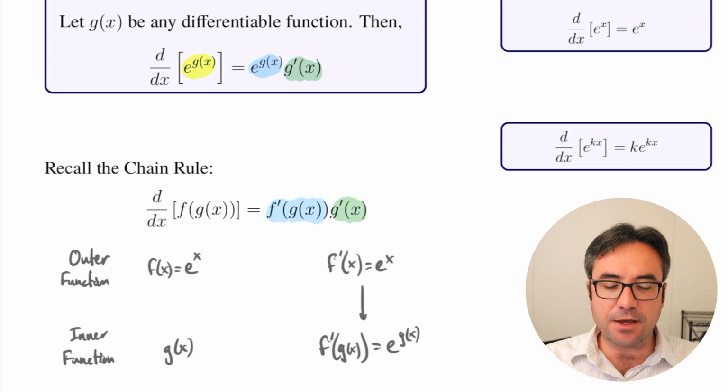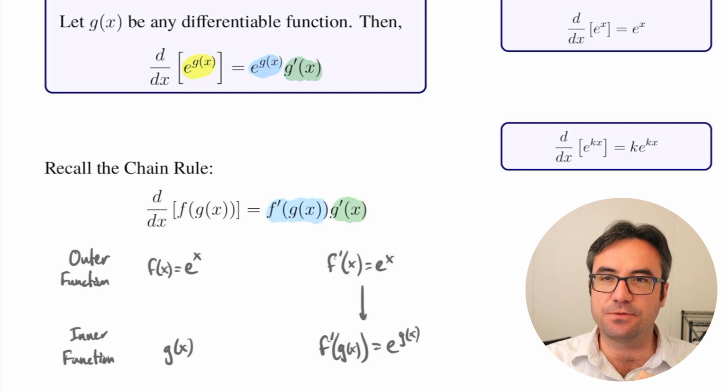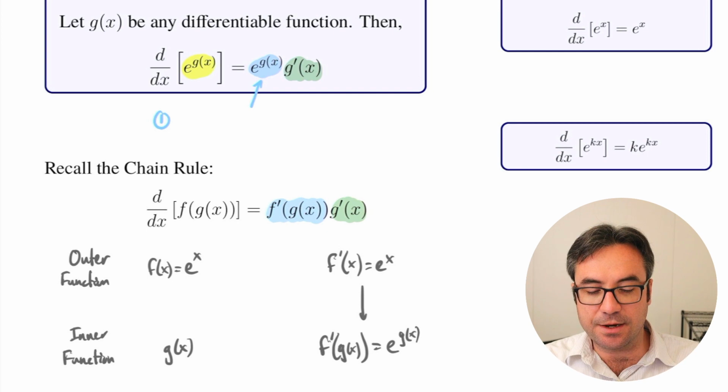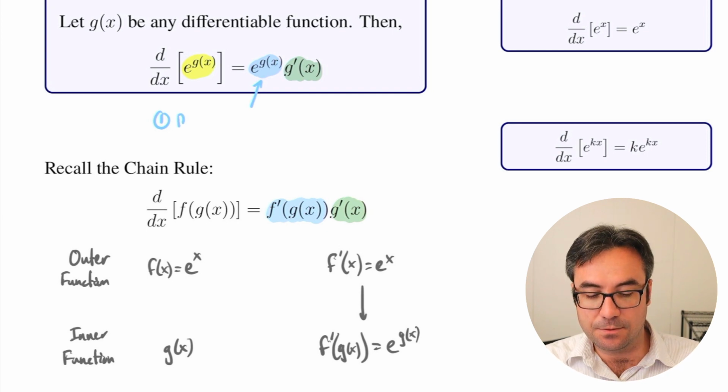So the way to think of this is, when we're differentiating an exponential function, there are two things that we end up having. The first thing is we differentiate the outer function. So we differentiate the exponential part.